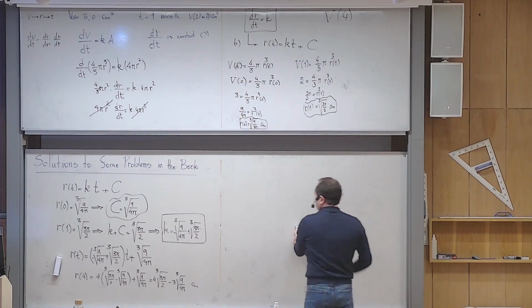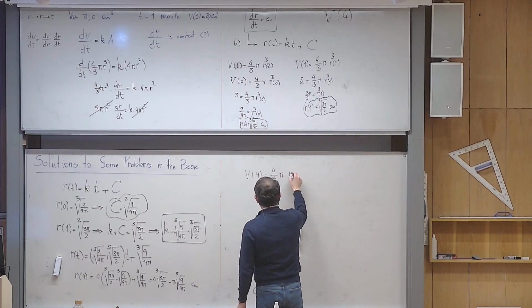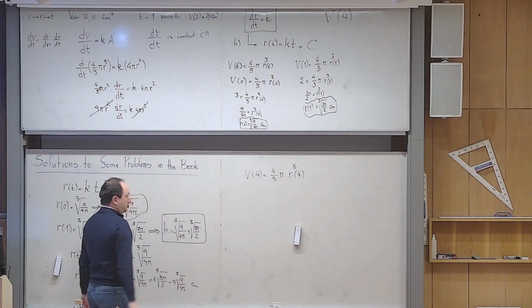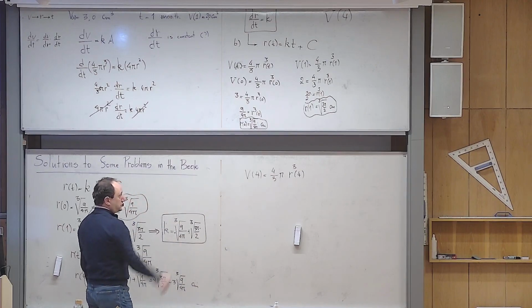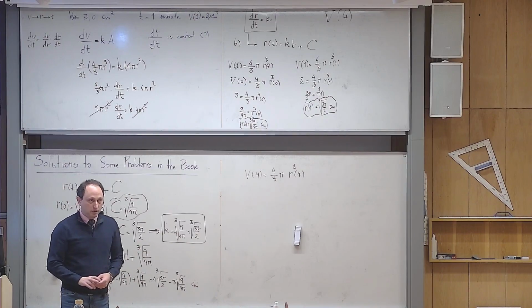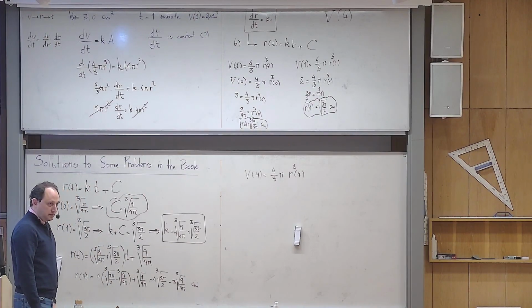So what is that? The volume after 4 months is equal to 4 over 3 pi, the radius after 4 months to the power 3. So you raise this number to the power 3, multiplied by 4 over 3 pi, and that is your answer. Yes? You should raise that number to the power of 2, right? Yes, the value for R.